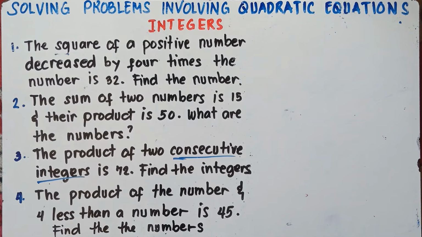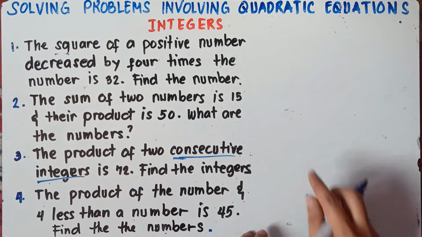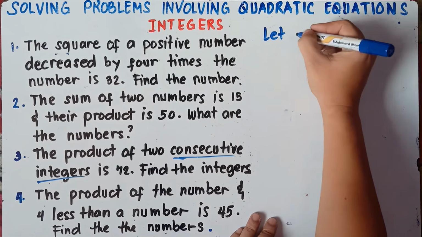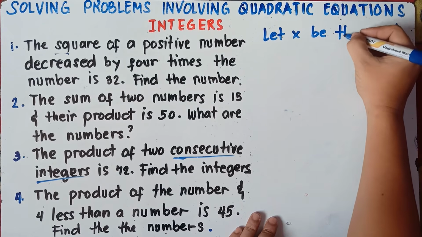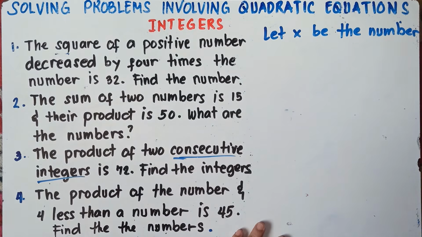The product of the number and 4 less than the number is 45. Find the numbers. You're told to find the numbers. Since we don't know the number, we let x be the first number, class. Let x be the number.